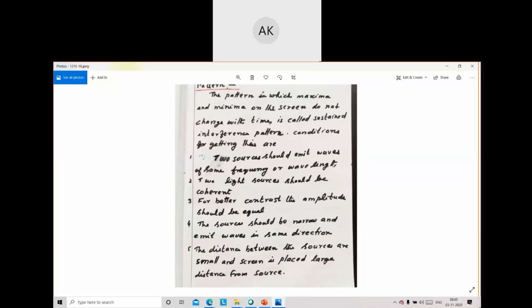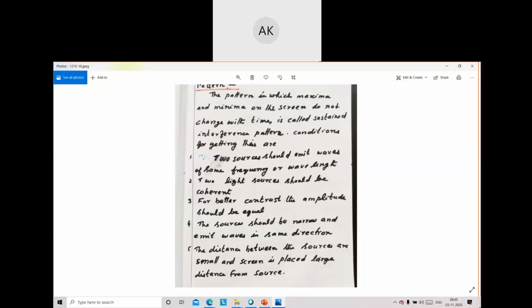Two sources should emit waves of the same frequency and the same wavelength. The two light sources should be coherent. For better contrast, the amplitudes should be equal. Since both waves come from the same source, they will have the same amplitude, so we get a better contrast. Bright will be very bright, and dark will be completely dark. So we get a very good contrast. The source should be narrow, just like a laser beam, and emit waves in the same direction.